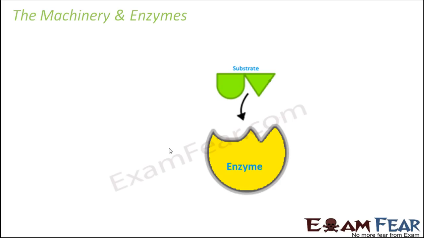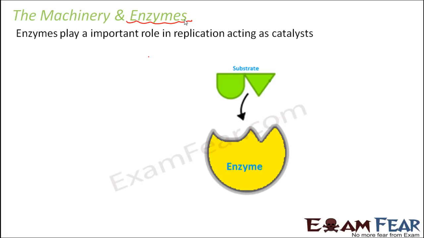And one important thing is the enzymes. Now, we all know what enzymes are. Enzymes, structurally, are all proteins and they help to catalyze chemical reactions. So, they act as catalysts. Enzymes play a very important role in replication, because when we look at the process step by step, you will get to know why we need catalysts for creating a copy of DNA.